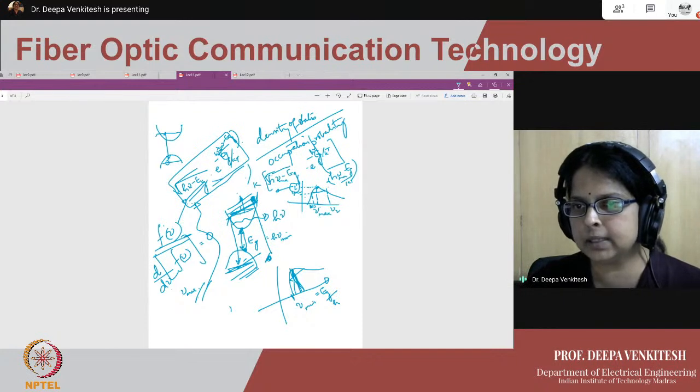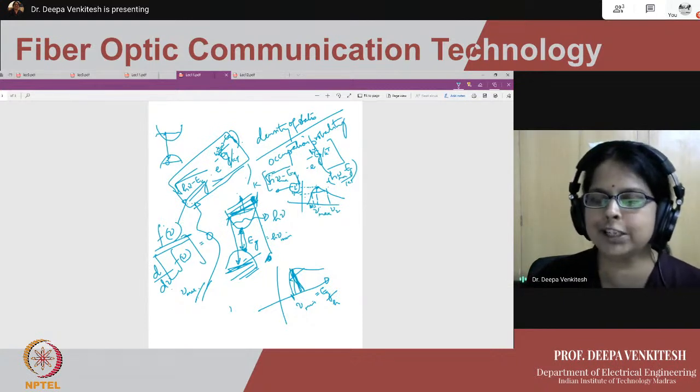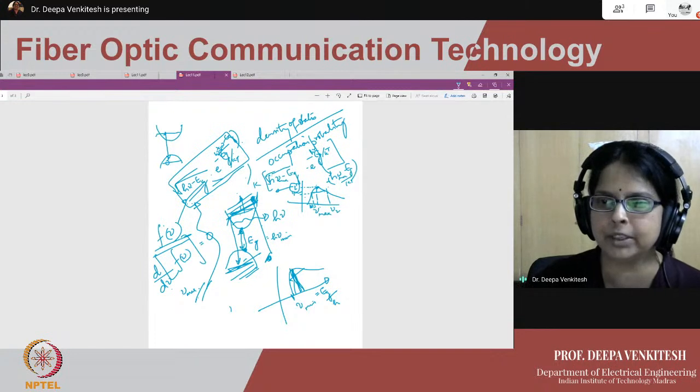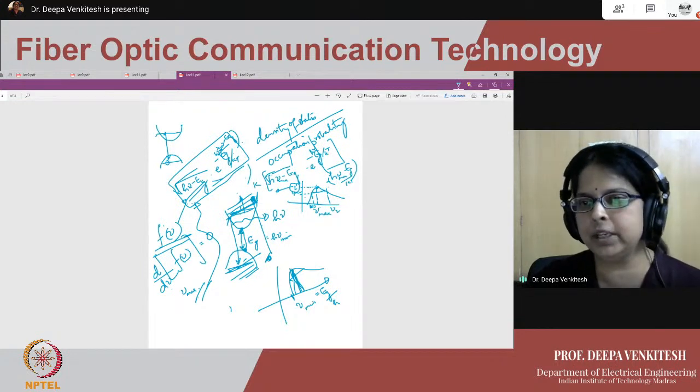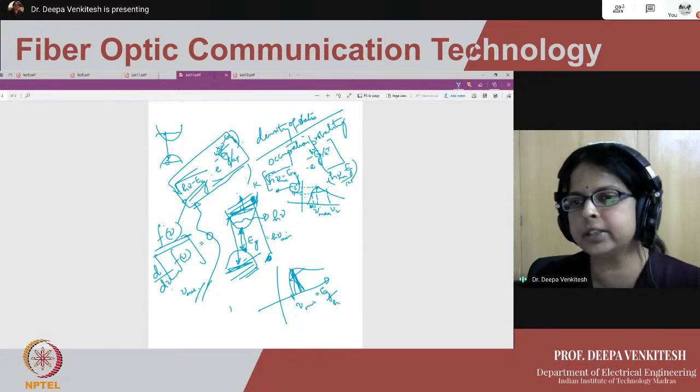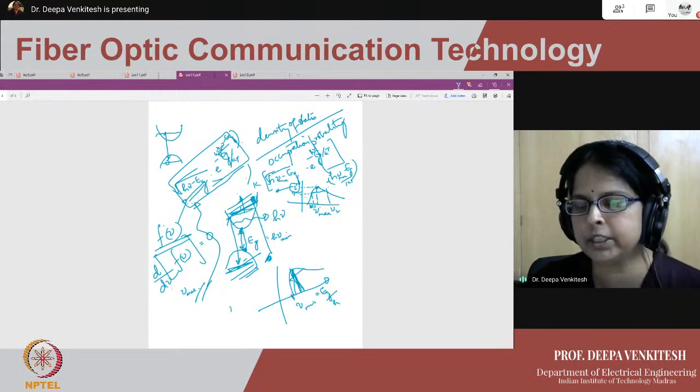Mukesh Kumar is asking, why do you need modulation? You need modulation. Without modulation, you cannot transfer information. Your carrier has to get modulated with your data so that you can transport the information. So why modulation is necessary was already covered in week 1. Please go back to those lectures.